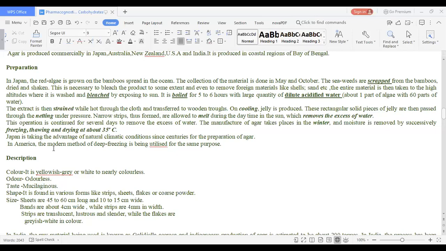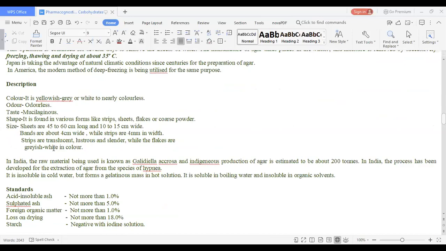Next, coming to its description or morphology. Coming to its color, it is yellowish gray or white to nearly colorless, odorless. Coming to the taste, it is mucilaginous. Shape is found to be of various forms like strips, sheets, flakes, or coarse powder.